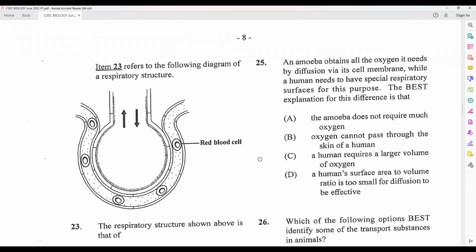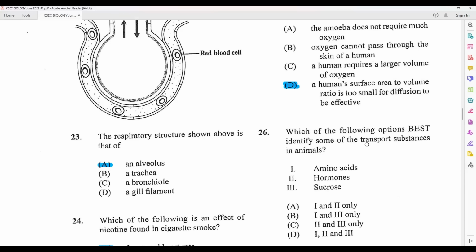Question 25. An amoeba obtains all its oxygen by diffusion, while a human needs to have a special respiratory surface for this purpose. You know this as the lungs, the organ. The best explanation for this difference is that a human's surface area to volume ratio is too small for diffusion to be effective. If you had to wait for oxygen to diffuse into all your cells, you would be waiting your whole lifetime because the surface area to volume ratio is too small. So D is the answer.